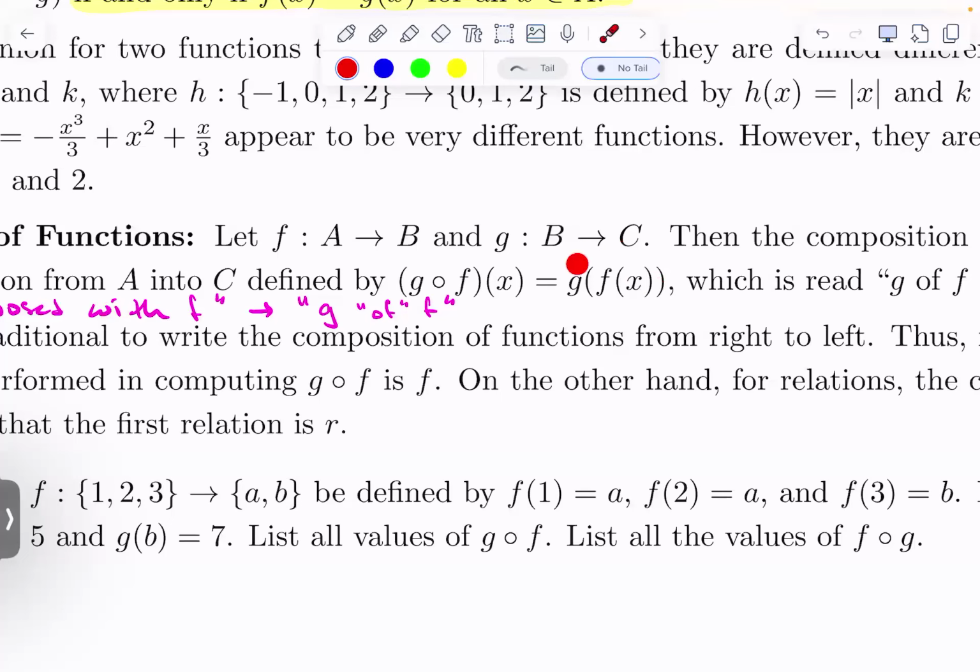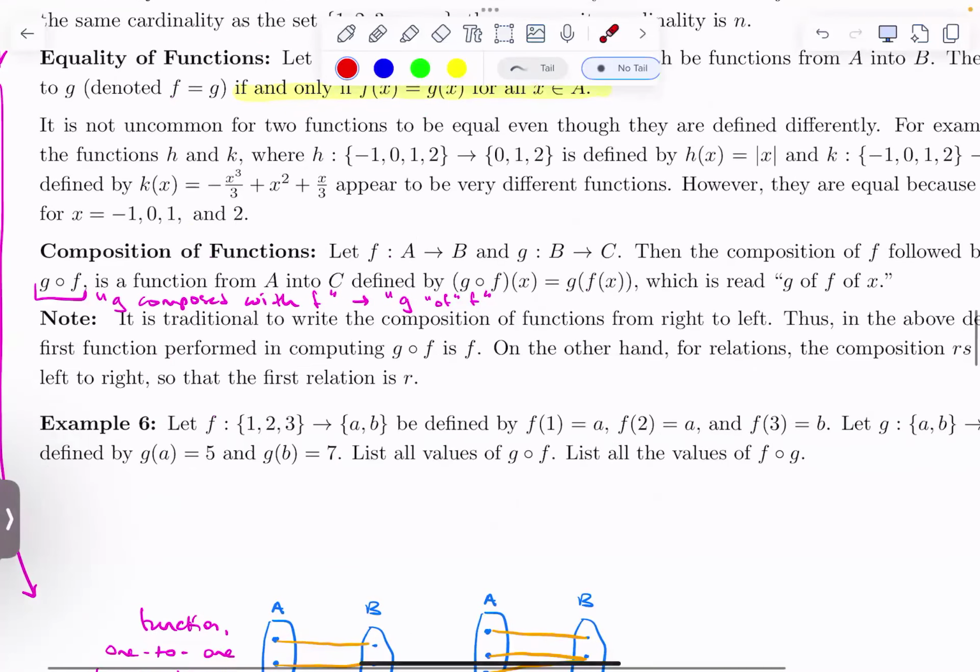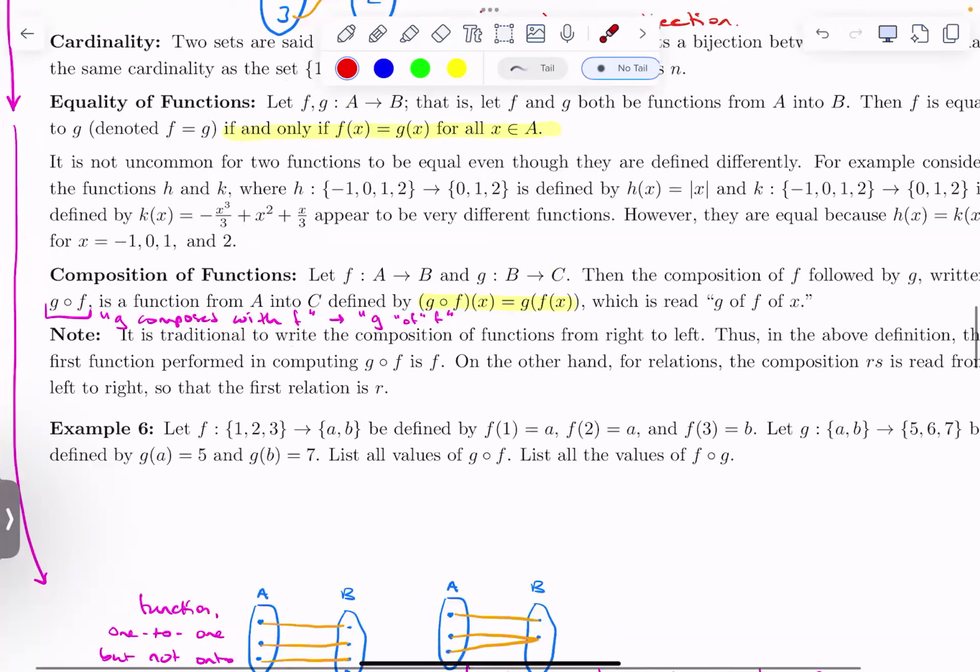And so usually this is how I break down my function compositions. I find that it's a little bit easier to read than the g composed with f and then of x. And so I like this second version, but it's up to you. And I do expect you to be able to read both versions. So usually we write the composition of functions from right to left.